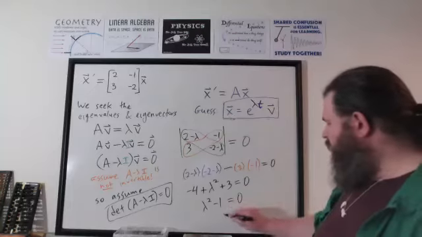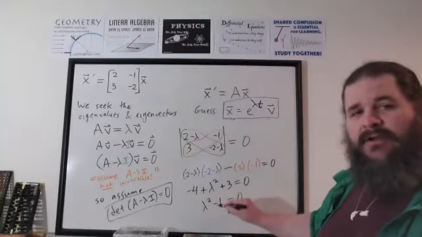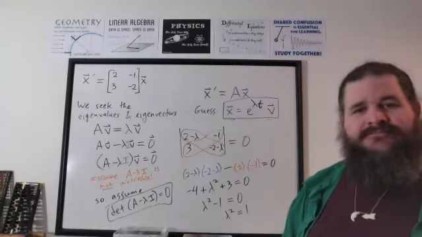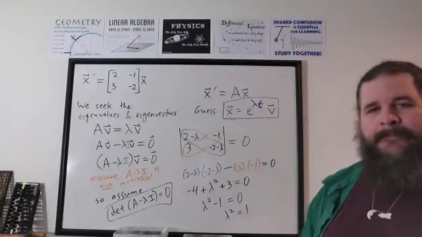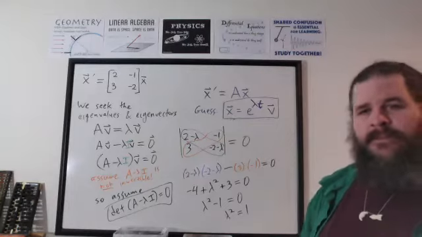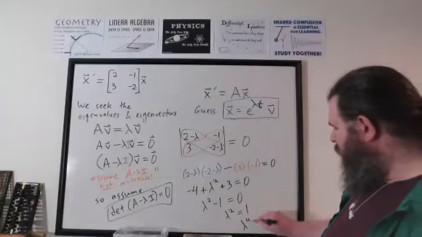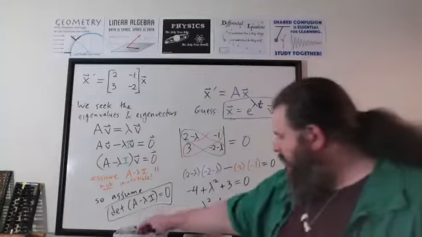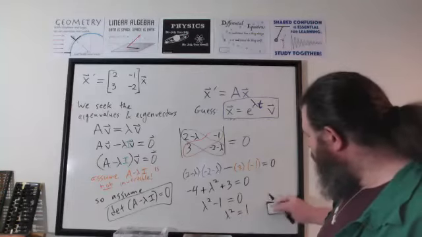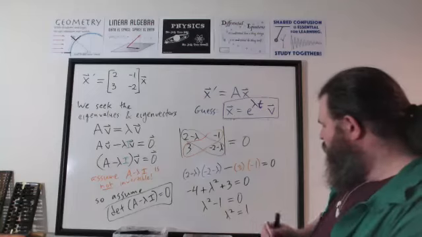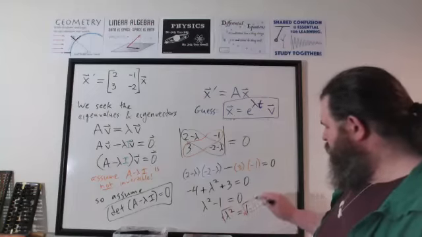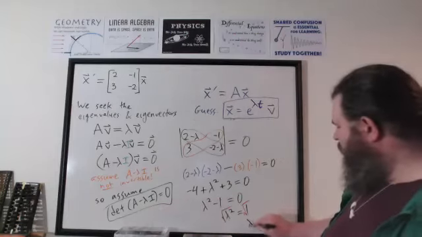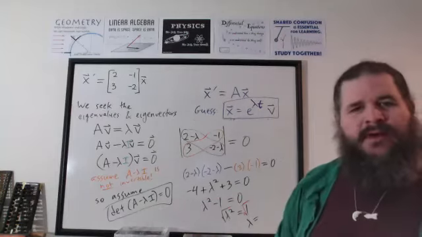In this case, since there's no lambda term, there's just a lambda squared term and a constant, we could just add 1 to both sides. And then what? Square it. So we get lambda to the 4th equals 1 squared, which is 1. Yeah, square root should do it. If we take the square root of both sides, lambda equals, and what's the square root of 1?